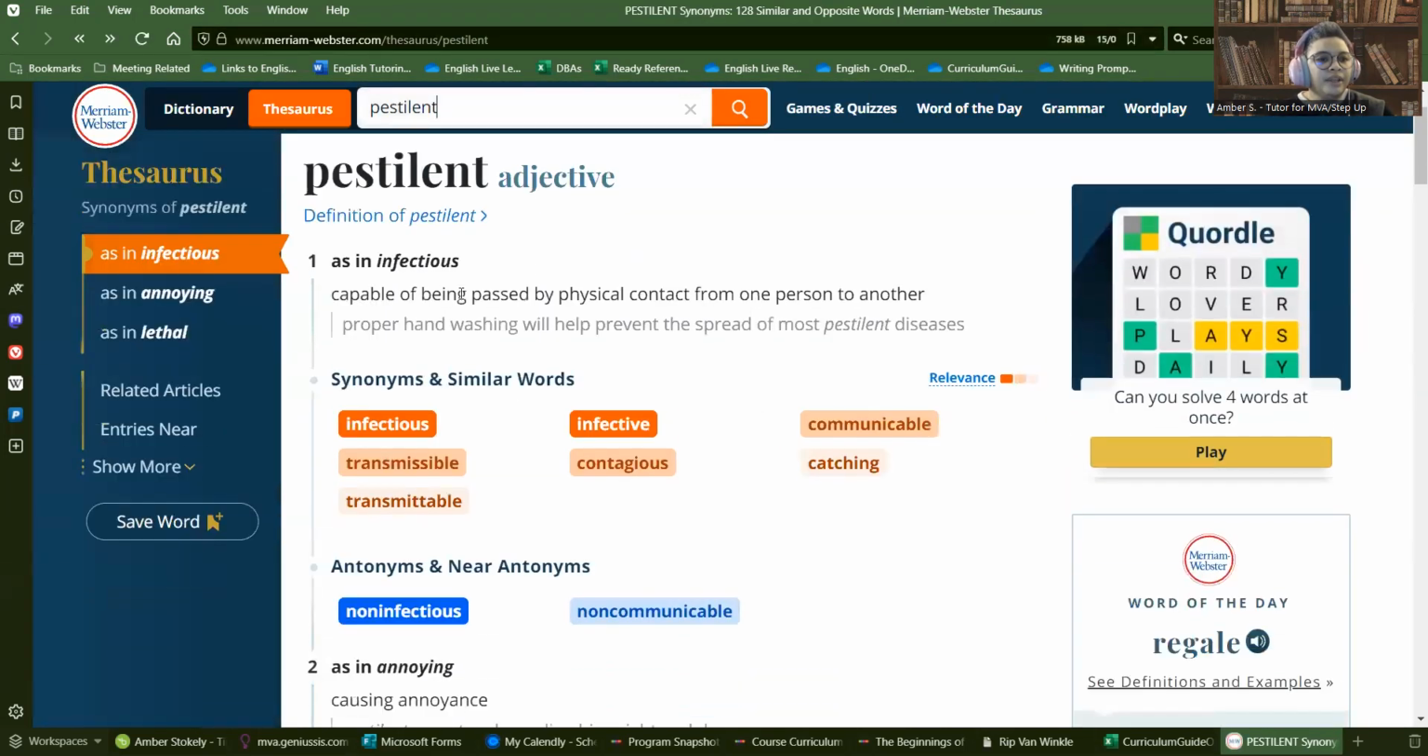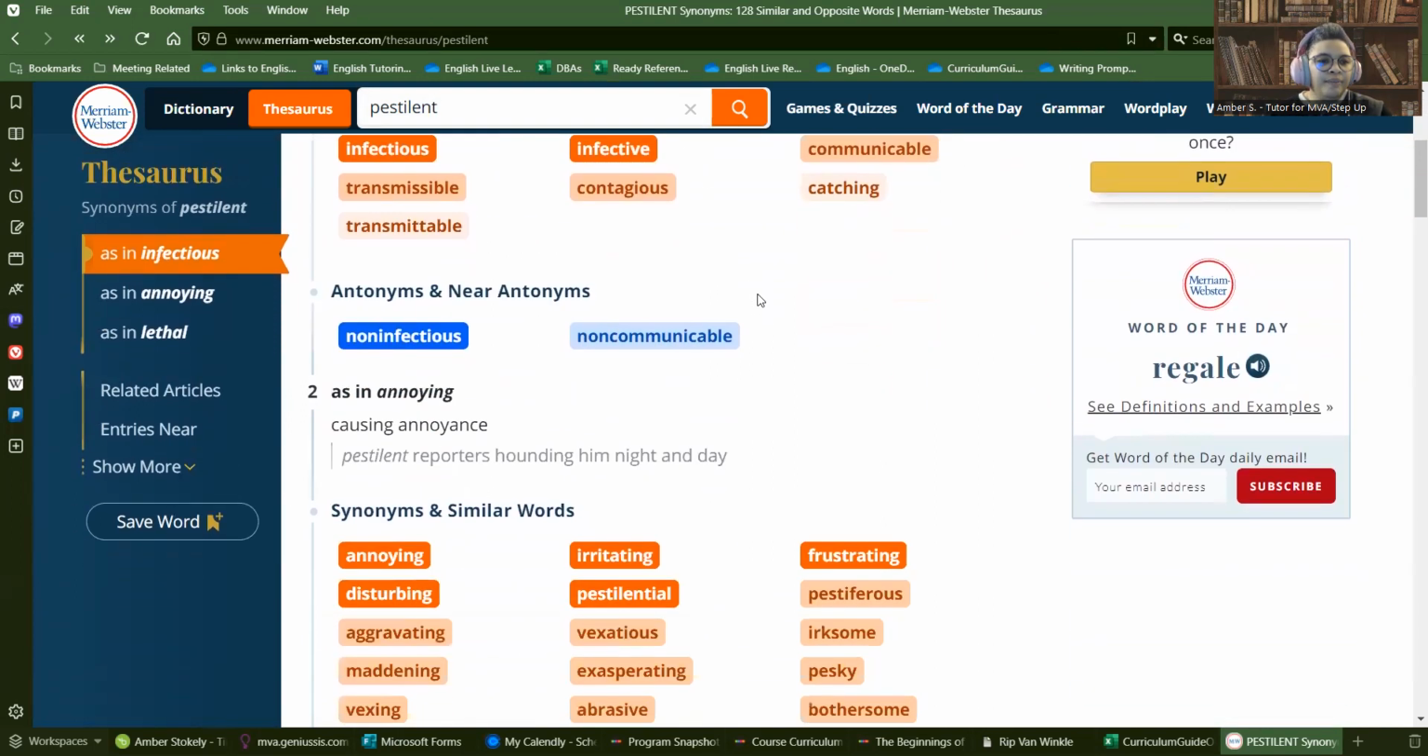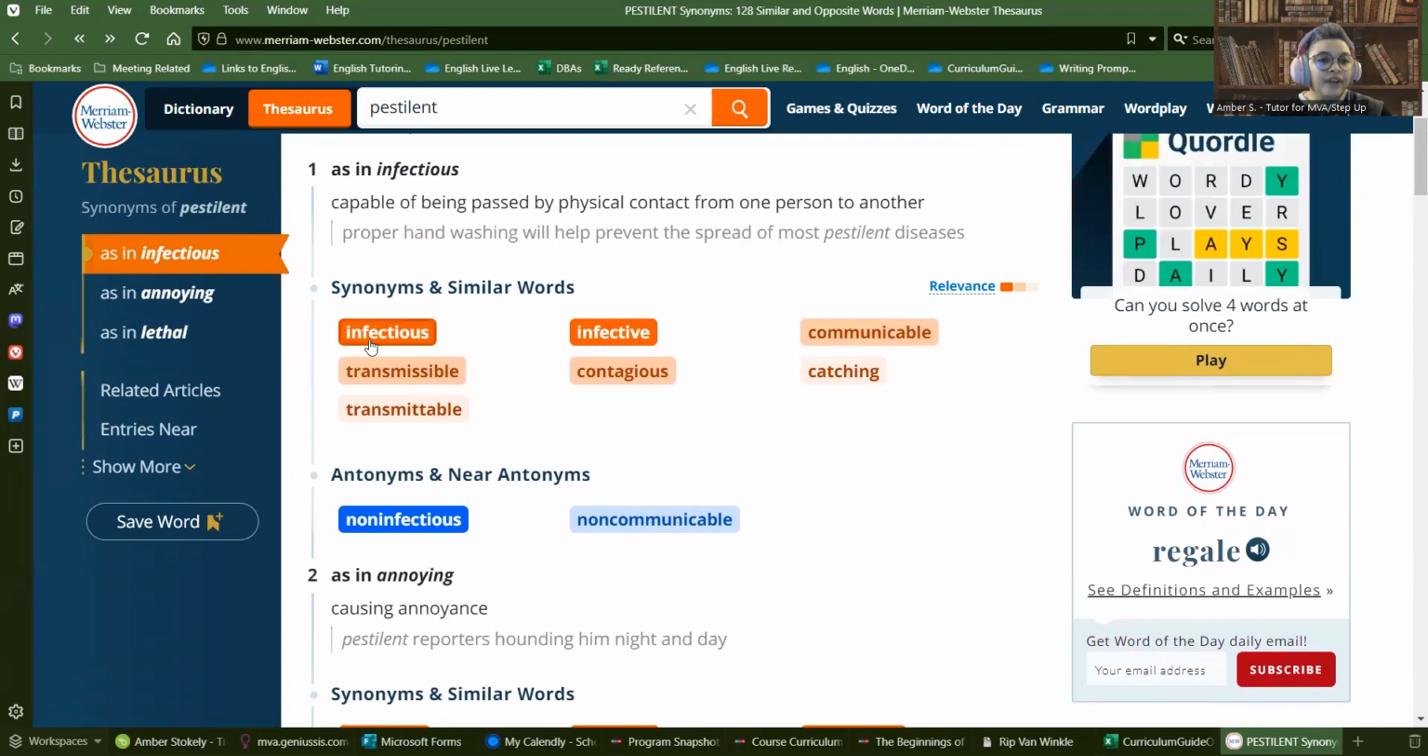We'll go to Merriam-Webster since it didn't pop up this time. But pestilent is capable of being passed down by physical contact from one person to another. So in this case, with like a field, pestilent basically just means like ineffective, right? So it says infectious and ineffective, or I'm sorry, infective.